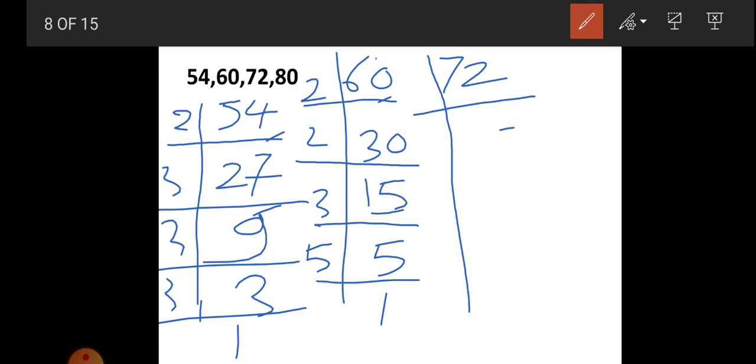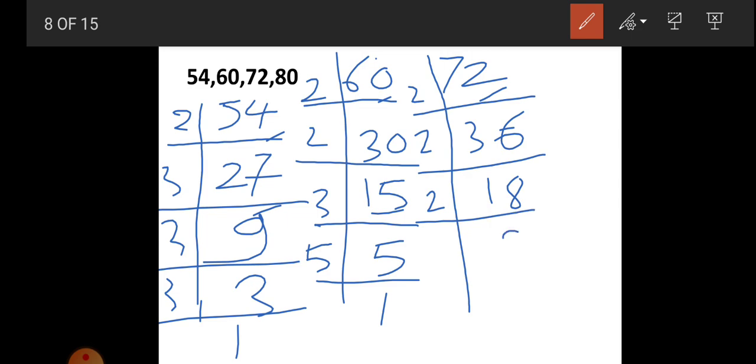Now next is 72. Again the last digit is 2. So 2 threes are 6, 2 sixes are 12, 2 ones are 2, 2 eights are 16, 2 nines are 18. 3 threes are 9 and 3 ones are 3.